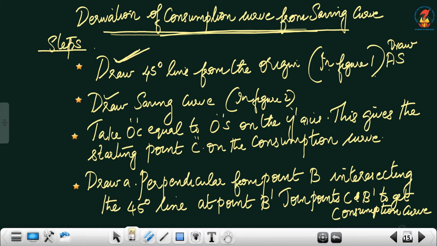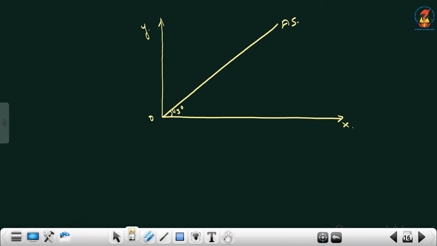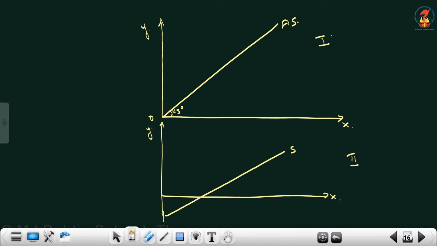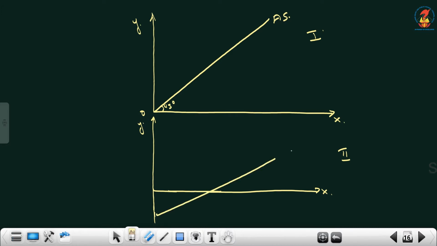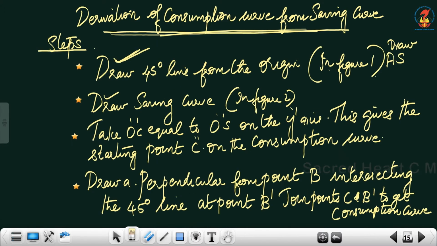Next, draw saving curve in figure 2. So this is figure 1 and the next one we are going to draw as figure 2. Now you know the saving curve will be drawn like this, right? It starts from the negative axis.